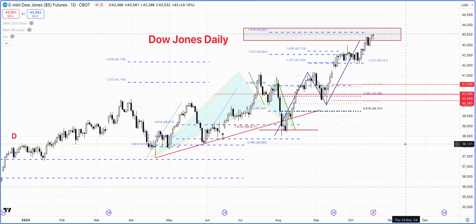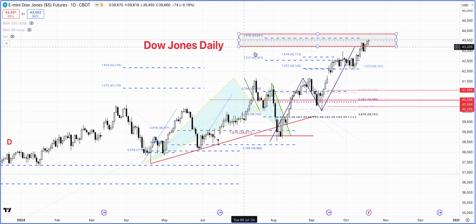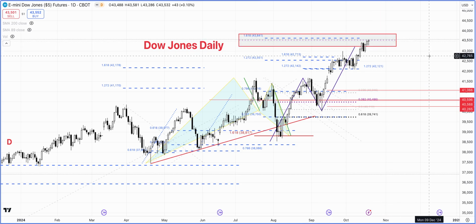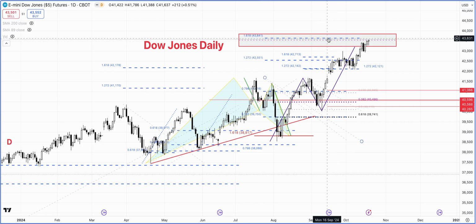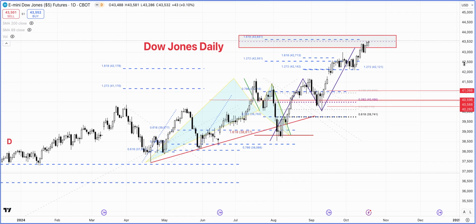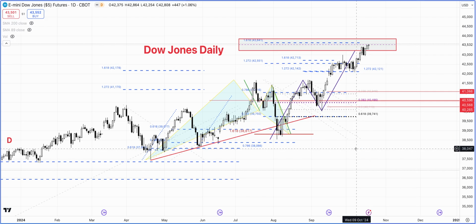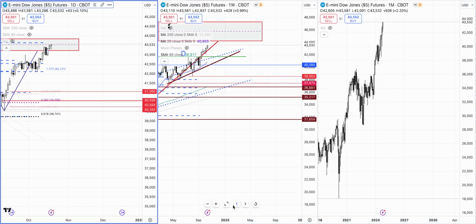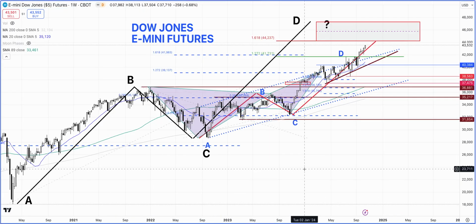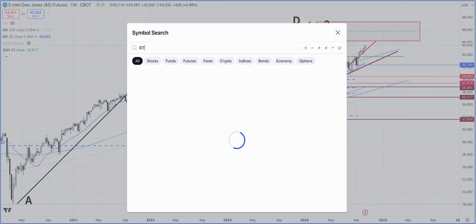Shorter term, this is the daily chart. This is the region we had identified. We are in that zone already, with 43,640 going to be a shorter term target. We are almost there, so maybe early next week we can actually fully touch that. This is our shorter term daily target. On the weekly, we have higher prices for this index. Now let's move down to the Russell 2000.